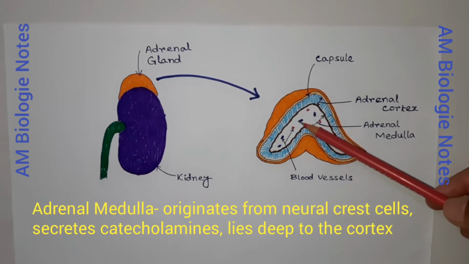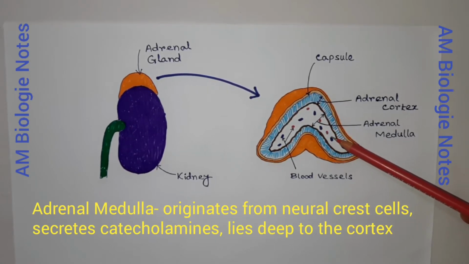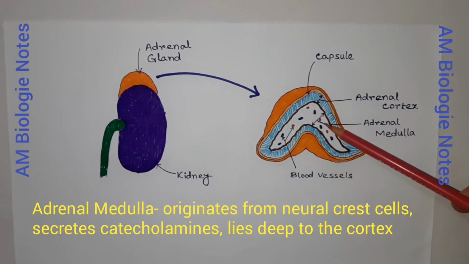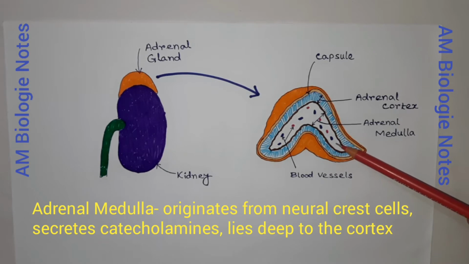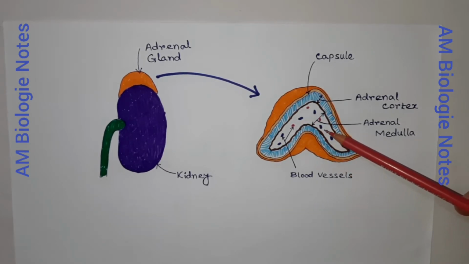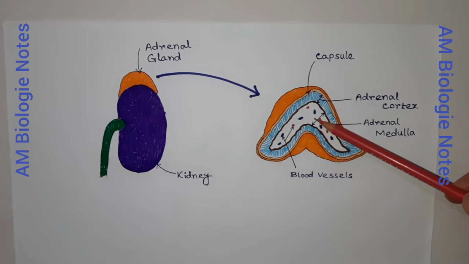The medulla originates from neural crest cells. It is the catecholamine secreting portion. It lies deep to the cortex and forms the center of the gland.